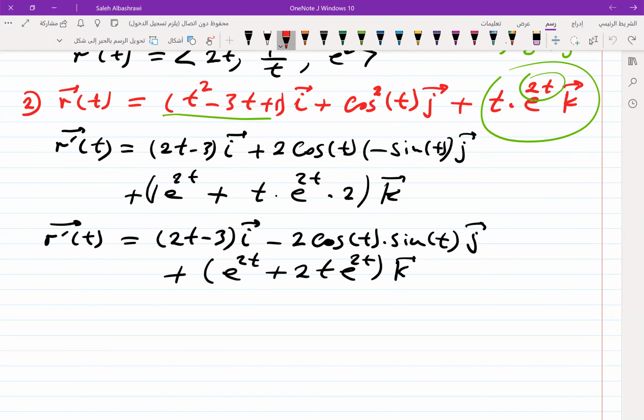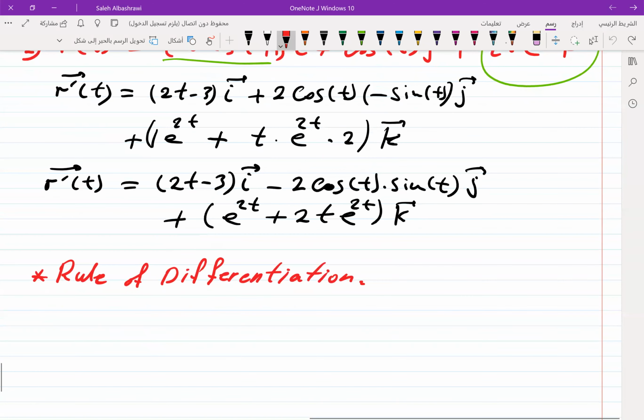We have some rules for the differentiation. Let R1 and R2 be differentiable vector functions.